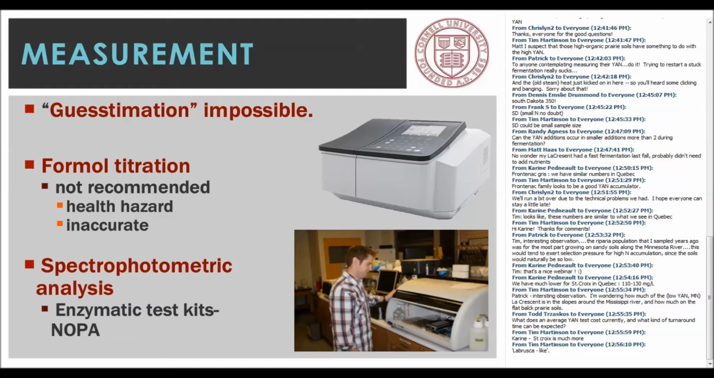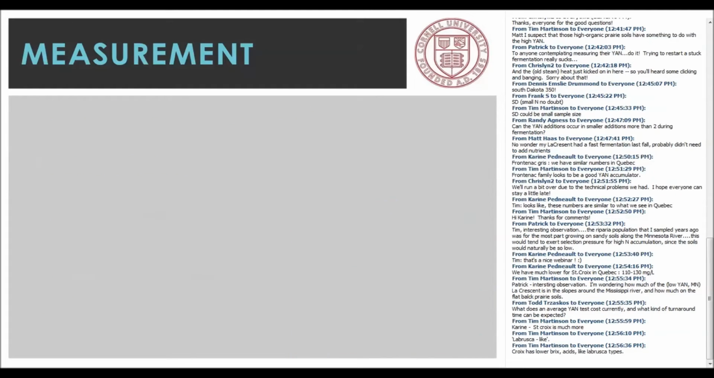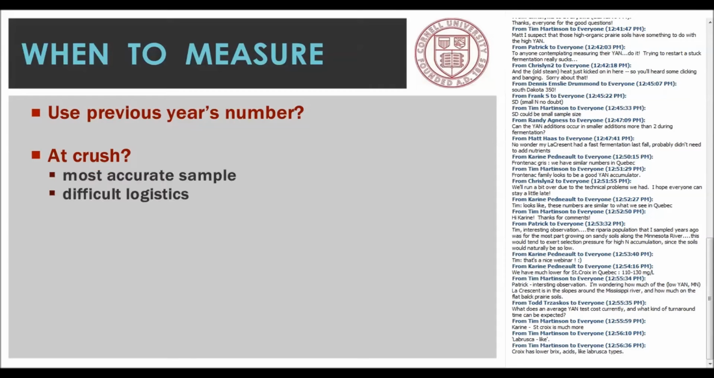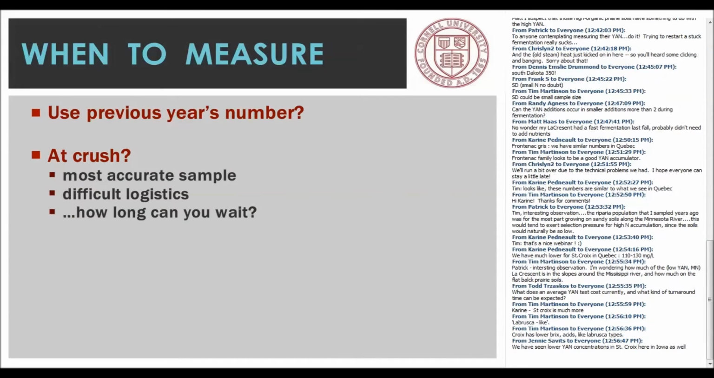So for any of these, you need an enzymatic test kit. NOPA is the one for the PAN, and there is another one that we use for amino acids. So you actually have to run 2 tests to get your ammonia and your PAN, but it's not too difficult. So when do you want to measure? This is a question we've asked. Can you use last year's number? A lot of people do, and we used to recommend that actually.